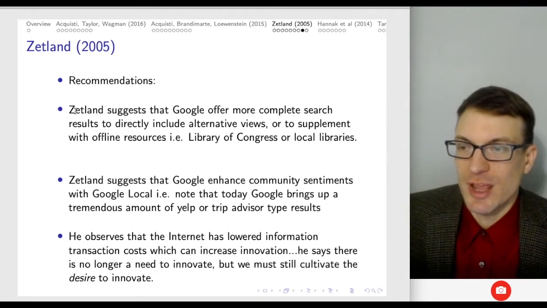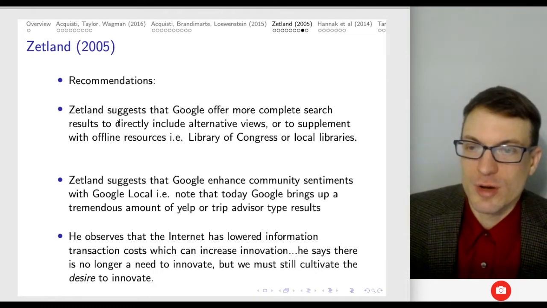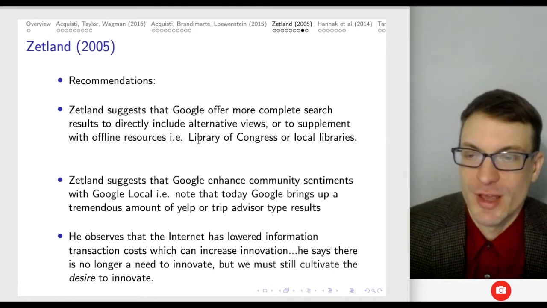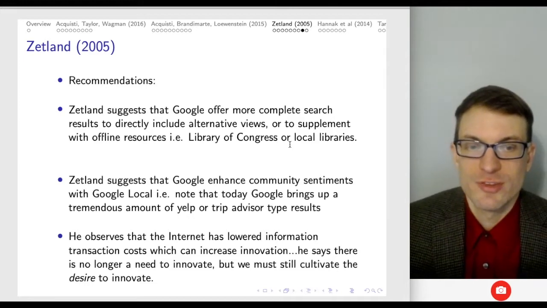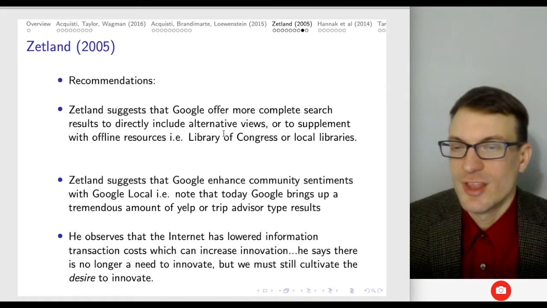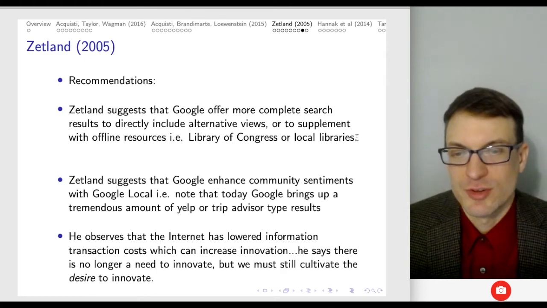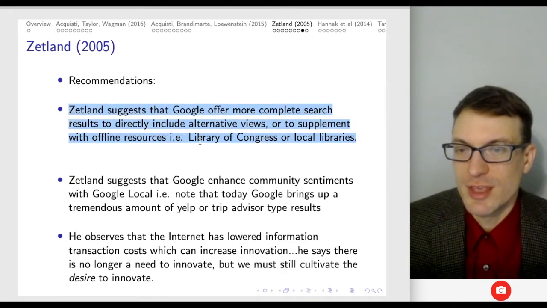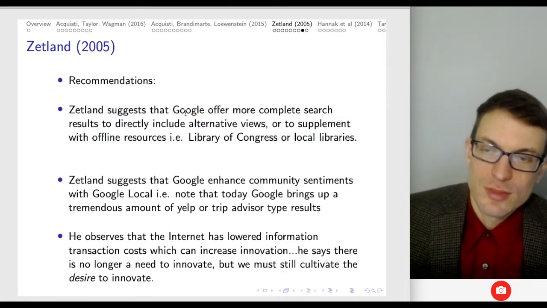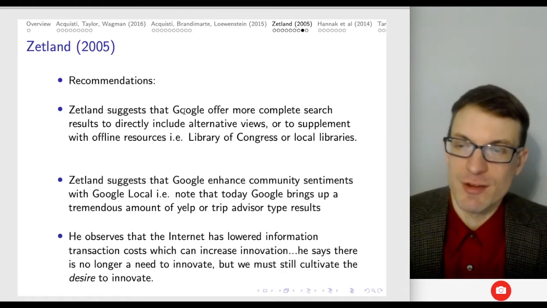All right, so recommendations. Zetland suggests Google should offer a more complete search result to direct users to alternative views or supplement with offline resources such as local libraries and physical books. That's becoming less and less feasible, definitely. I think there might be something to be said for this advice.